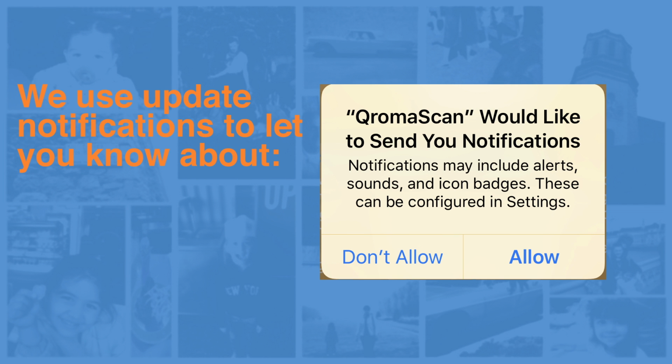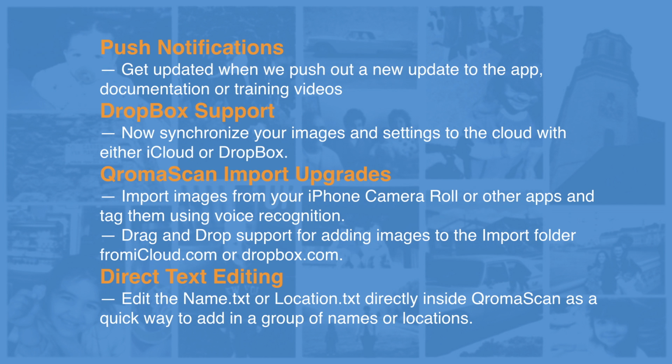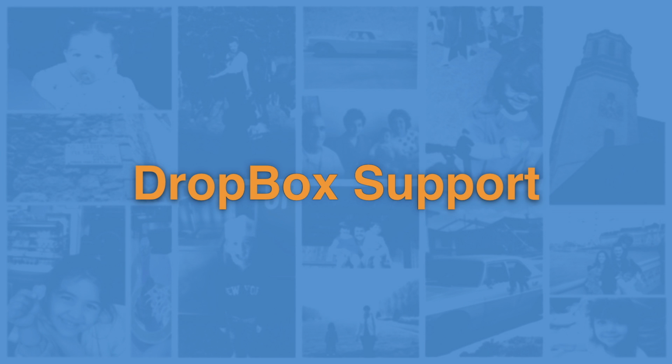Our big new feature is Dropbox support. Now you can use either iCloud or Dropbox to get images to and from QromaScan. Also, if you've been using the import feature to bring images into QromaScan so you can tag them with our voice recognition system, we now have 3 new ways to get images into the app. Finally, we've built a text editor into QromaScan that allows you to add or edit names and locations without leaving the app.